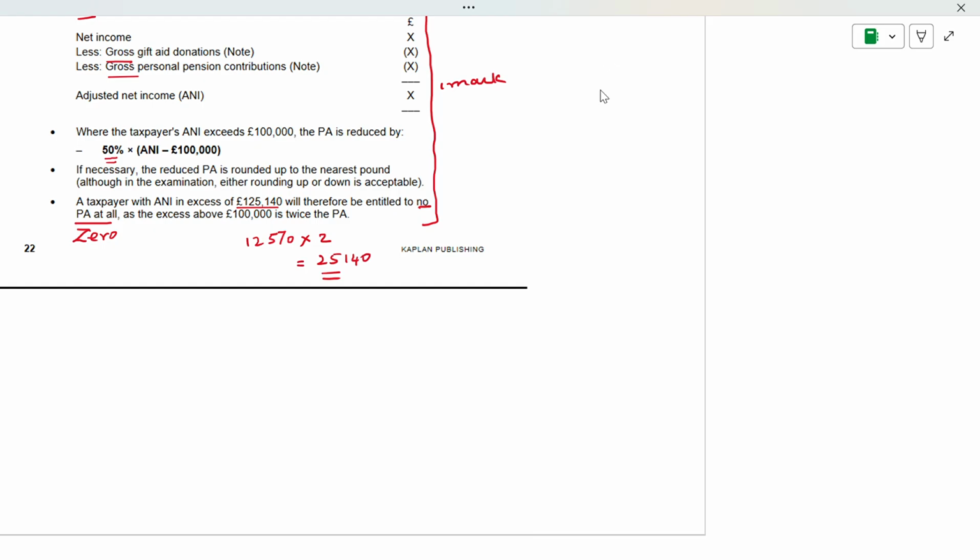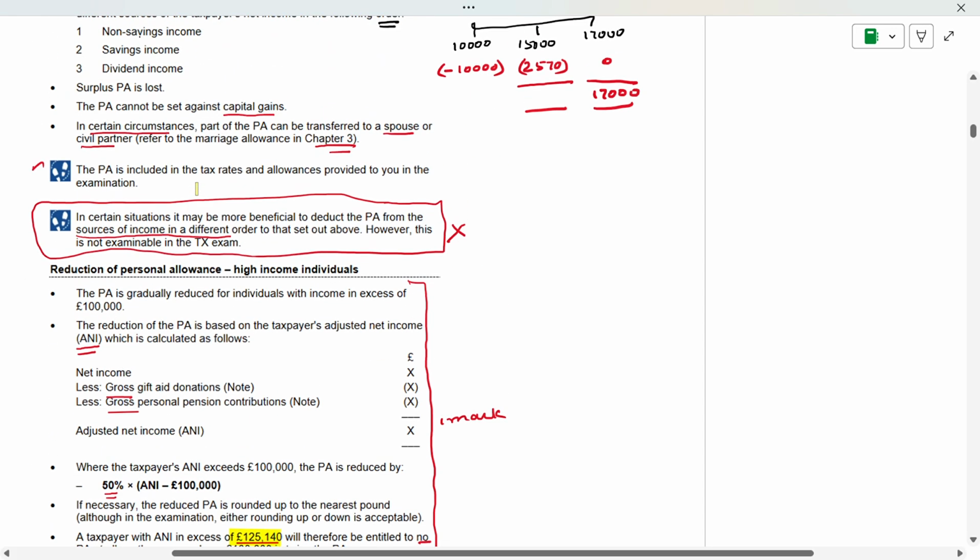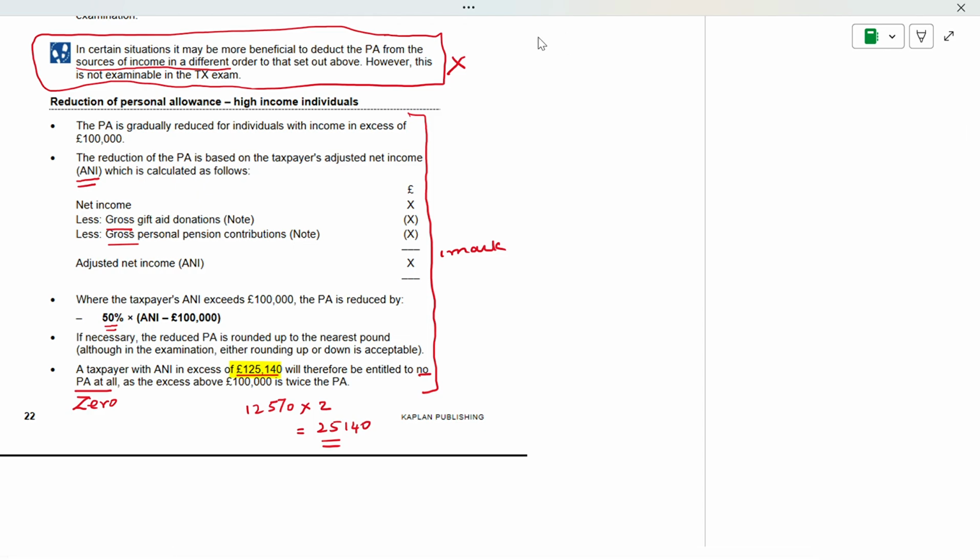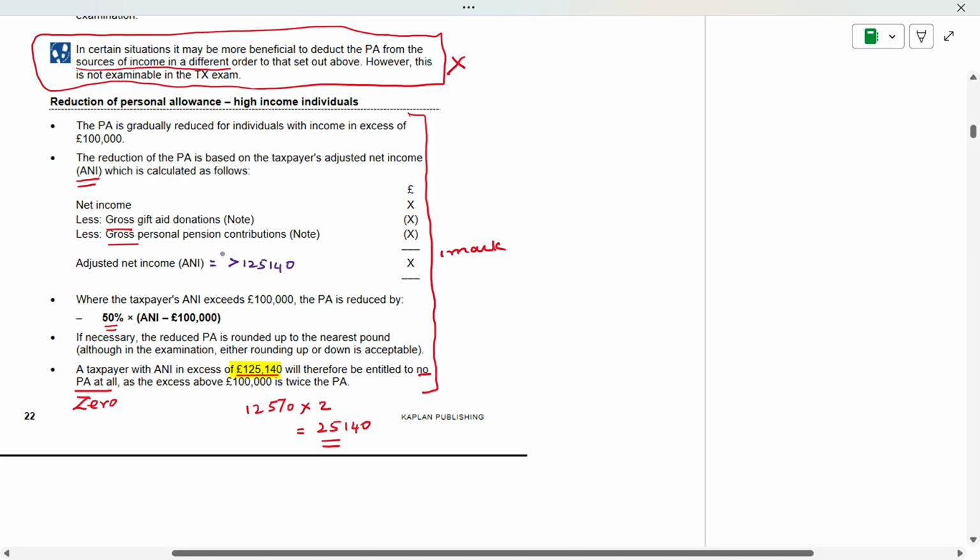This is ANI, adjusted net income. If you are doing this calculation and the adjusted net income is greater than 125,140, then what will happen? The personal allowance will be how much?